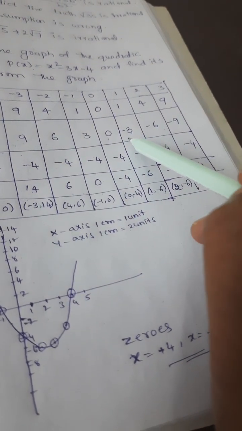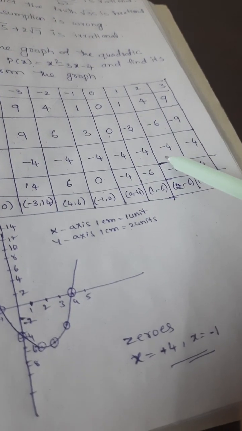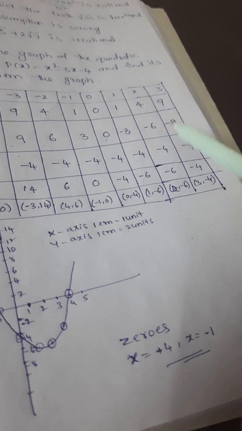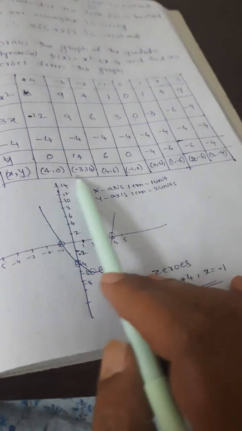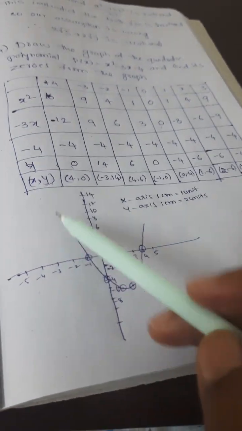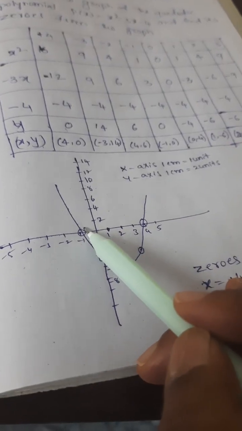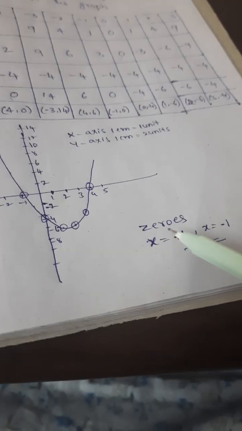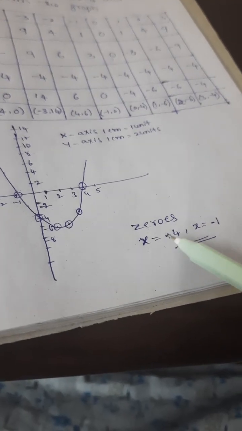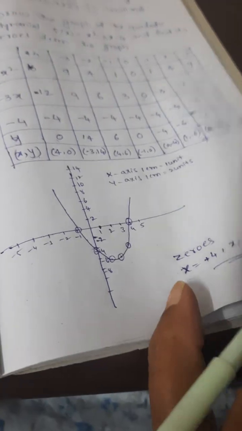1 minus 3, minus 2, minus 2, minus 4, minus 6. 4 minus 6, minus 2, minus 2, minus 4, minus 6. 9 minus 9, 0, minus 4 remain. So we can take these points and draw the graph. The points intersecting the x-axis are minus 1 and 4. So then the zeros of the polynomial are x is equal to 4 and x is equal to minus 1.